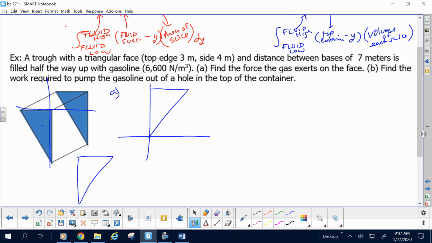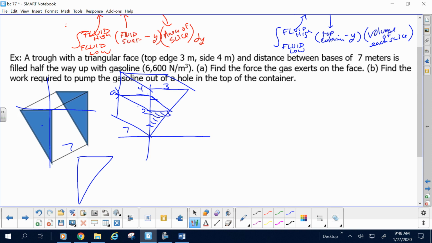All right. Now let's get our picture. Top edge is 3, side edge is 4, halfway up. So I put 4 here, 2 there. Halfway up is important. And whether you draw the 7 here or you doctor up your picture, that's up to you.